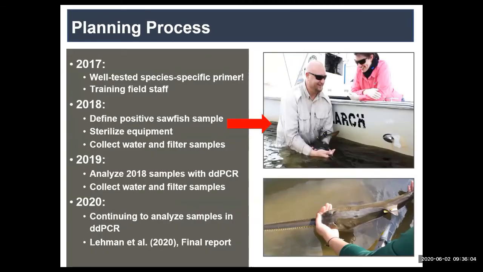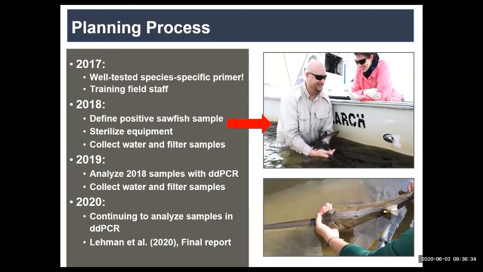In our planning process in 2017, we used a well-tested species-specific primer. We took the DNA from a smalltooth sawfish and compared it to closely related species like guitarfish or other rays. We picked out the most unique molecule for the sawfish so it would become a true positive. In 2018, we defined what a sawfish sample would look like.